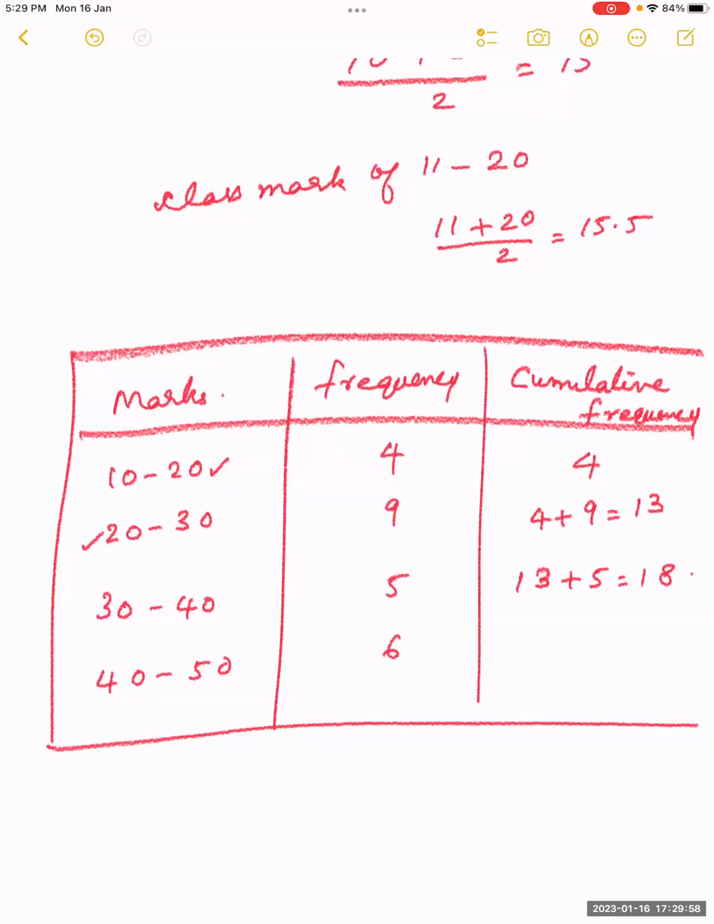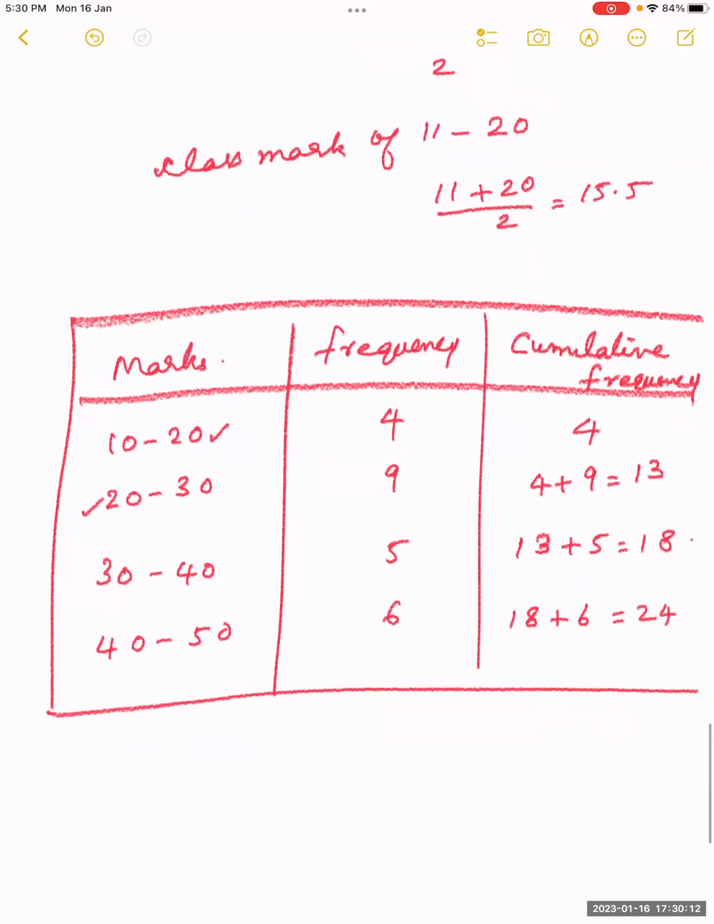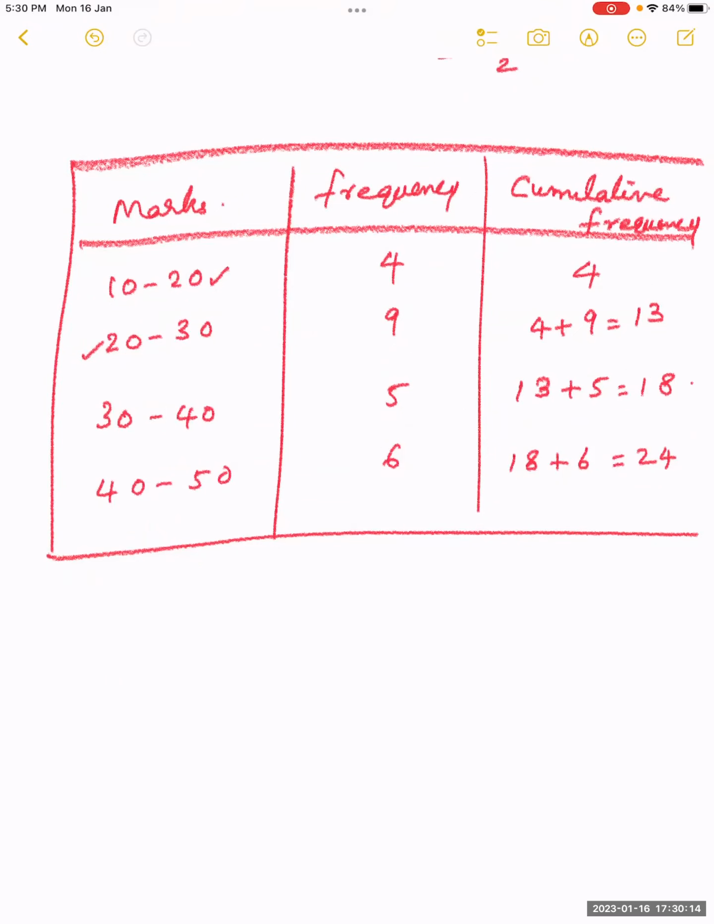If I am starting from 10 to 50, how many observations are there? To 18, I just need to add 6, which would give me 24. So what is the cumulative frequency? Cumulative frequency is written like this. If I write a cumulative frequency table, it is just like this.